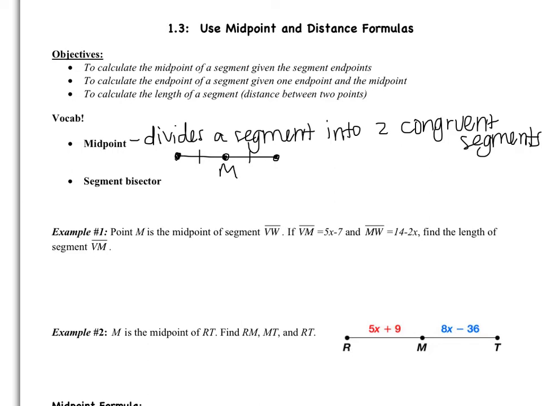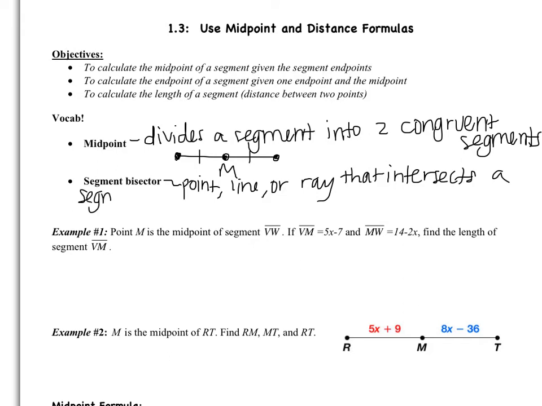A segment bisector is a little more general. It's a point, line, or ray that intersects a segment at its midpoint.